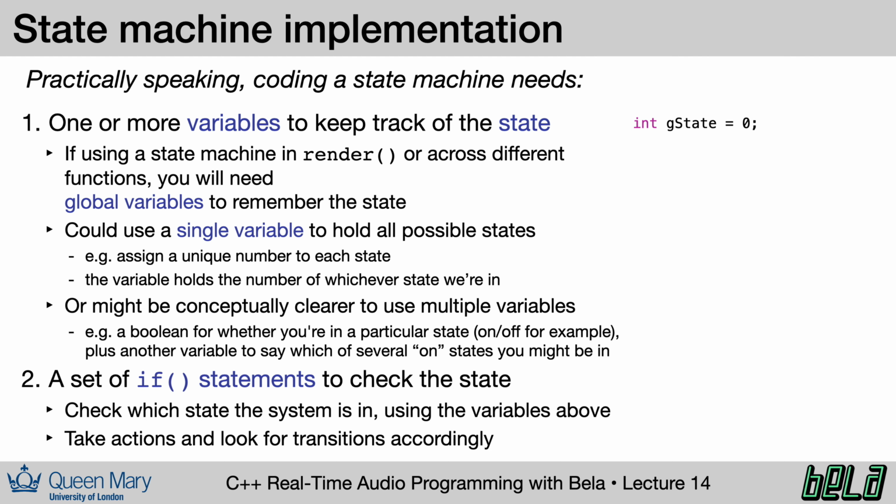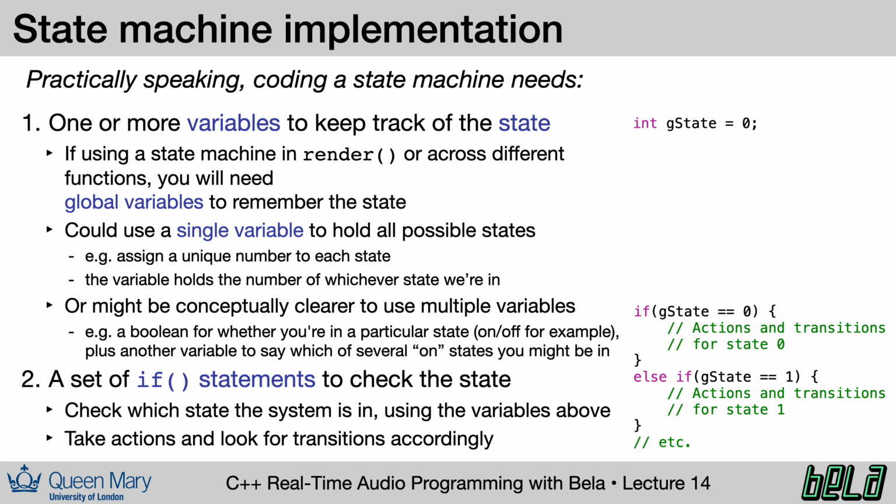In our code, we also needed a set of if statements to check which state we were in. These would typically be inside of our render function, where we would undertake different behaviors depending on which state the system was in. In this example, we check for a series of different values of gState inside the render function. Each value would have a different set of actions and transitions associated with it.